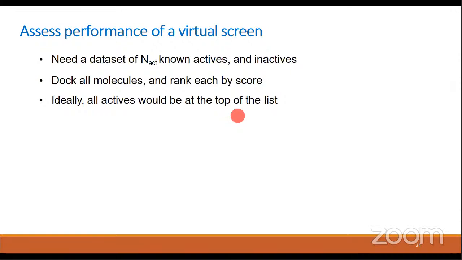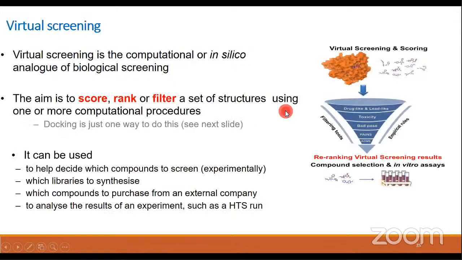And also you can do another virtual screening based method. Along with your docking study, just add some known active molecules. After the docking program, known actives should come as actives, and inactives should come as inactives. We need to rank all the molecules by score. Ideally, all actives would be at the top of the list. That is another one. Next, coming to virtual screening.